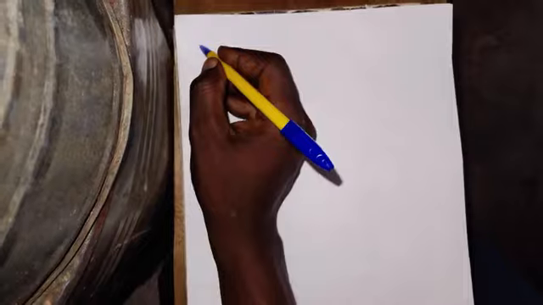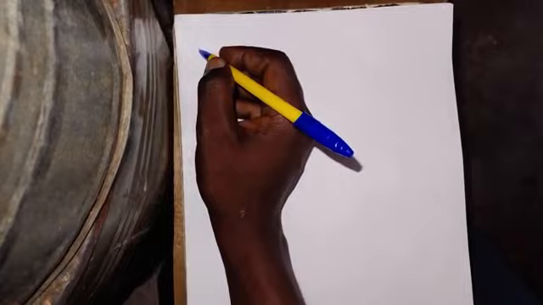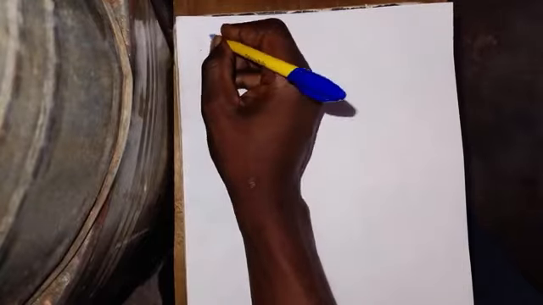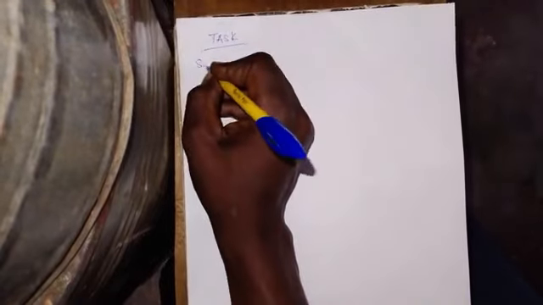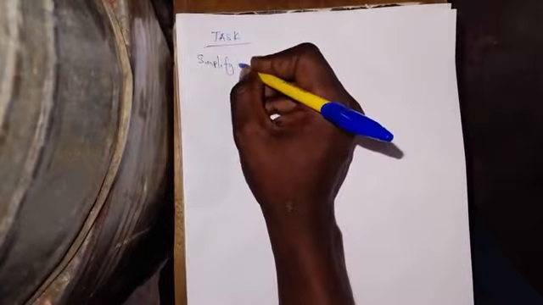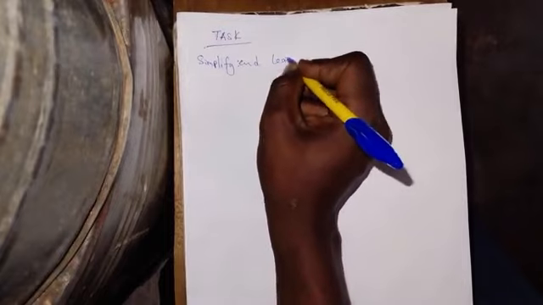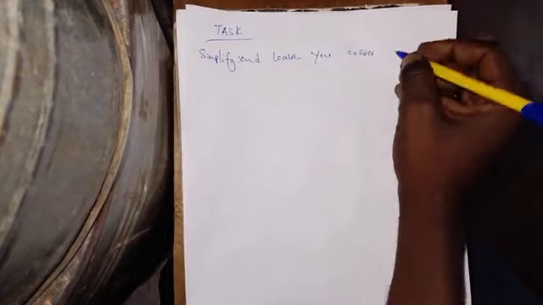So now, just take a homework, or maybe a task, I can give you under surds and radicals. I want you to simplify this one and leave your answer in surd form. I can give you a task or homework. Yeah. So simplify this one and leave your answer in surd form.